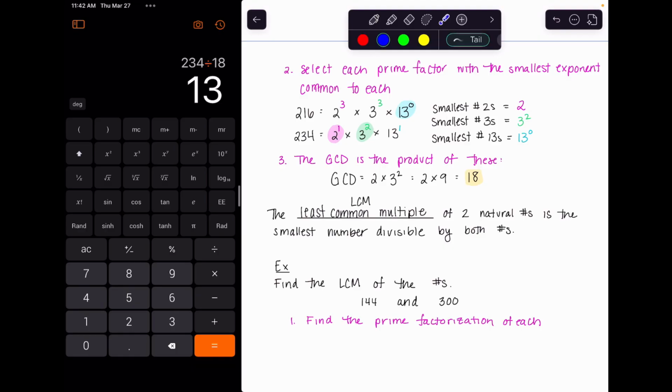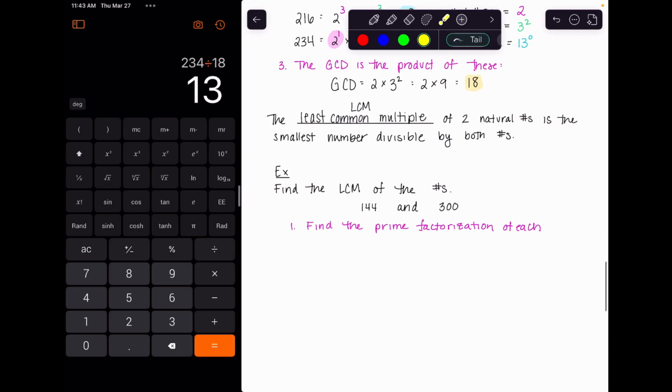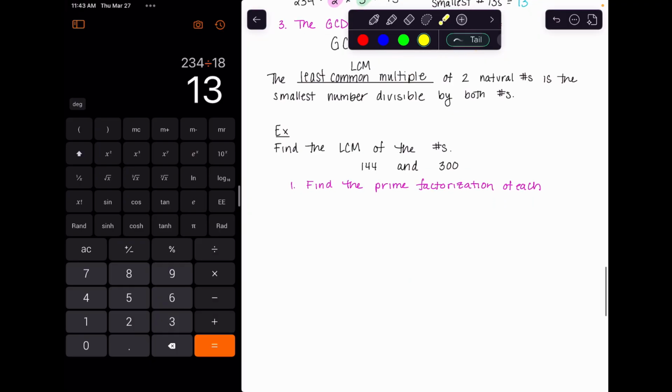So for an example, if we're trying to find the least common multiple of 144 and 300, I'm trying to find the smallest number that is divisible by 144 and also divisible by 300. So we still follow the same process. We start by finding the prime factorization of each. So starting with 144, and then we'll do 300.